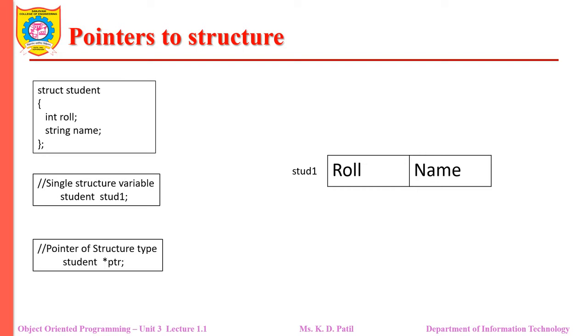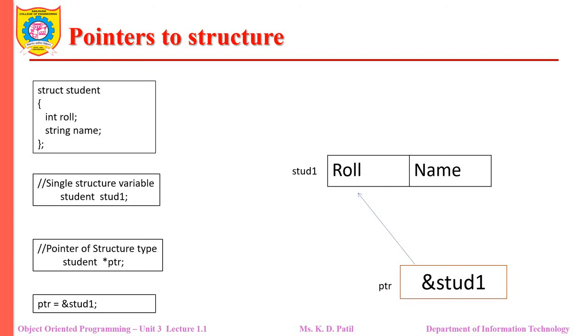Now let me create a pointer variable of a structure student. How to create the pointer variable? I can create the pointer of a structure type as student, that is the name of the structure, space star ptr. Now I want to store the address of stud1, which is the structure variable, in my pointer, that is a pointer of a structure type. So I will write a statement as ptr is equal to &stud1. So it will indicate that ptr is now pointing to stud1, and stud1 has the members as roll and name.